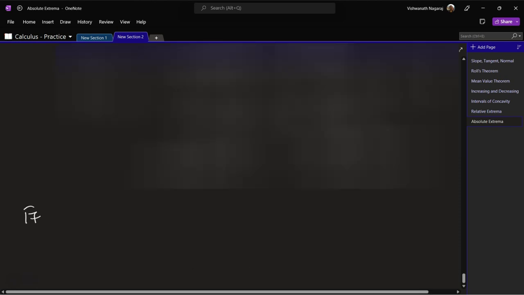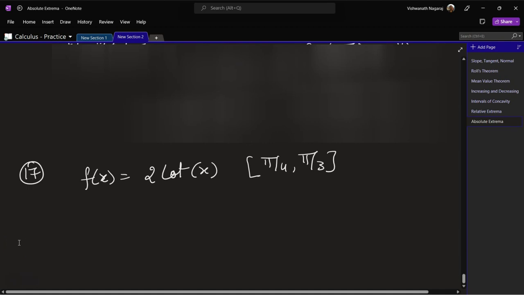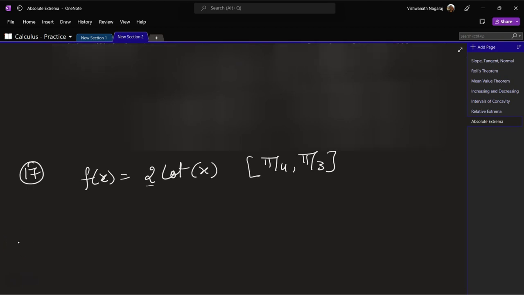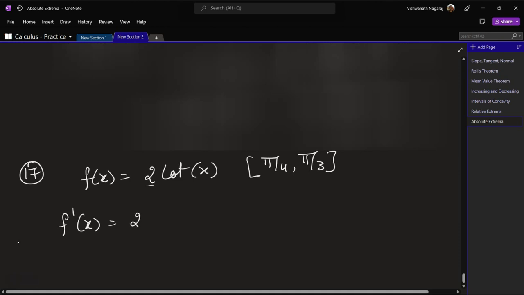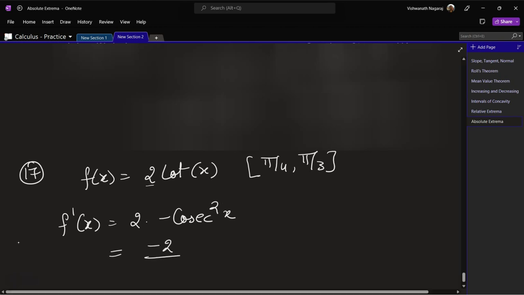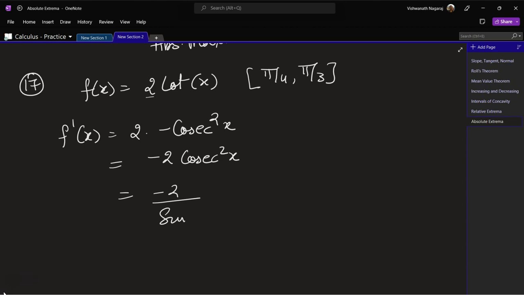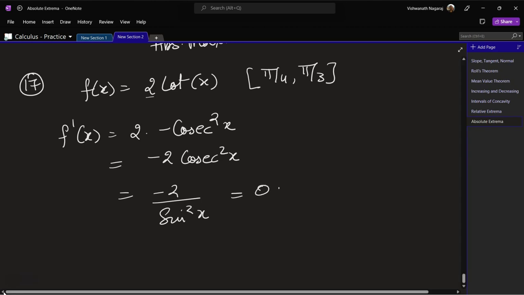Yes. 17th one, f of x is equal to 2 cot x in the interval pi by 4 to pi by 3. You might feel that we have already covered this particular function, but remember this may be different, additional, and here the intervals may be different. So f prime of x is equal to 2 times minus cosec square x, which gives us minus 2 by sin square x. If we equate it to 0, we will not be able to solve this. So that means the endpoints themselves are the maxima and the minima.